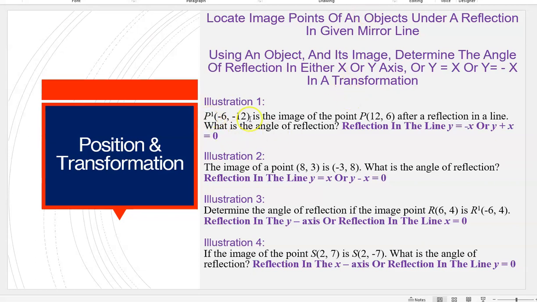Sometimes they will give you the question. They'll give you both the image and the points, and they will ask you to determine the reflection in a line, or what is the angle of reflection. Just use the formulas, whichever one works. That means that particular formula is the answer to that particular question.